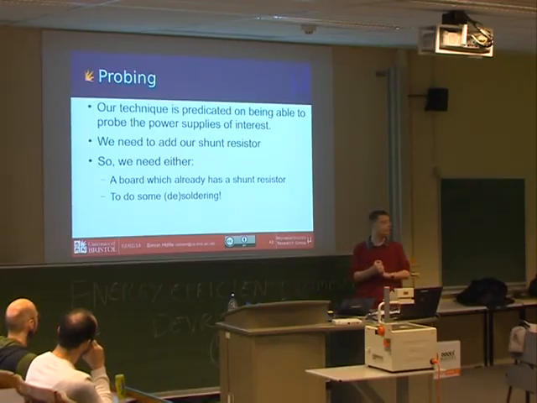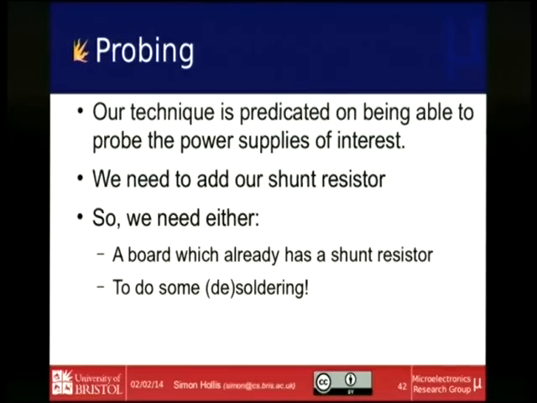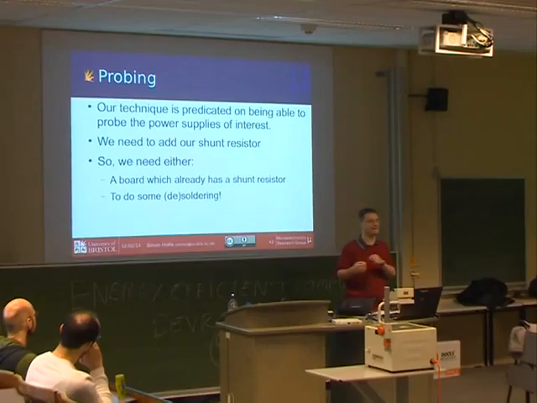Okay, so we've got some other limitations. Everything's not great, right? One of the problems was we had to connect this shunt resistor into our devices, which means we either need a board that has one, or we have to do some desoldering followed by some soldering. So we have to remove one component to make space for soldering some wires, and then add in whatever you took off, plus your shunt resistor.